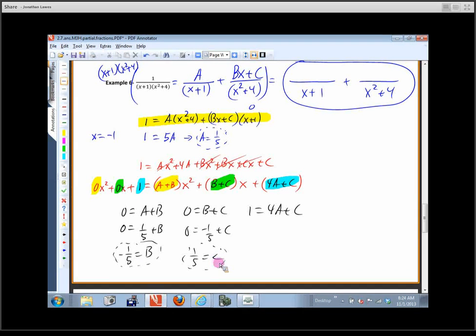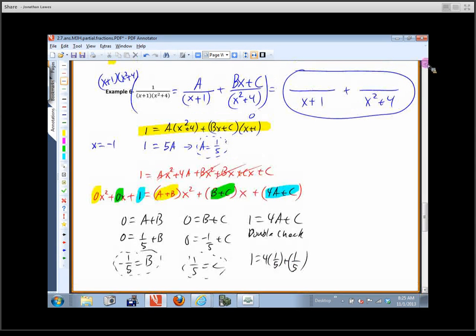Okay? Now, you don't need to use this one, but what I like to use this one for is what I like to call a double check. There's a lot of calculations to do here. There are lots of places where you could make little mistakes. If I take the numbers that are in this last equation right here and I plug them in and I get something that's true, I'm pretty darn sure I haven't made any mistakes. So this is 1 equals 4 times 1/5 plus 1/5. That would be 4/5 plus 1/5. 5/5 is 1. Did we get them right? Yes, we did.